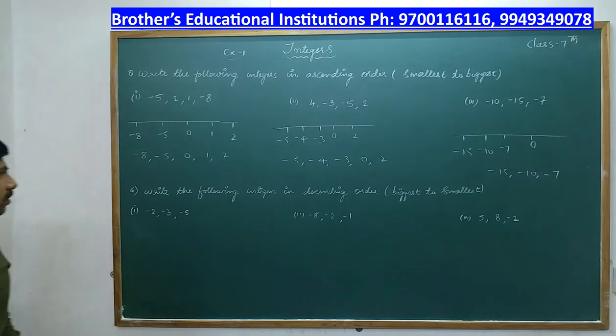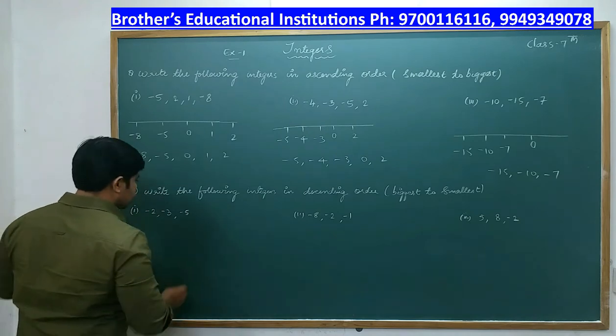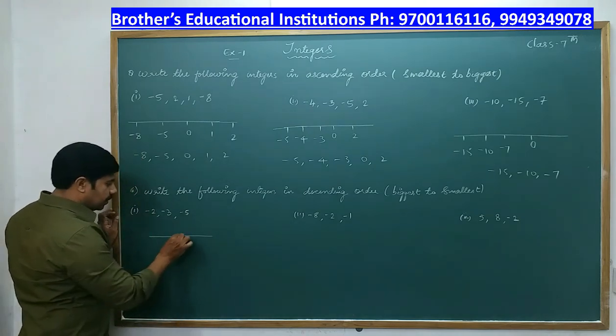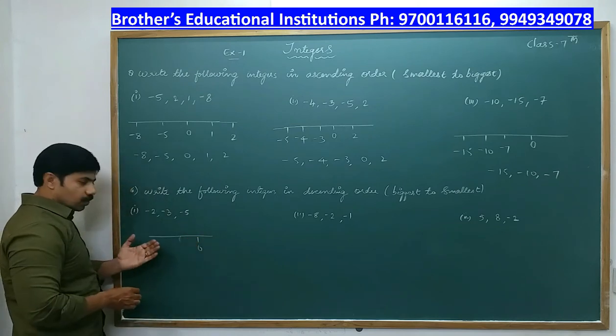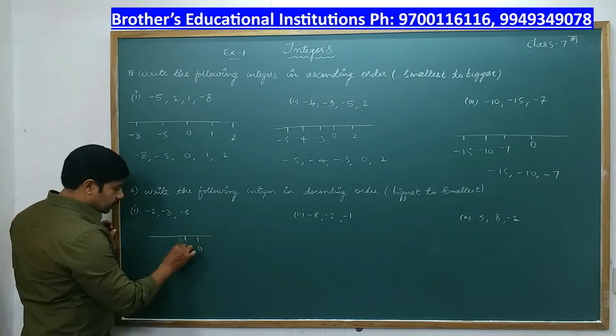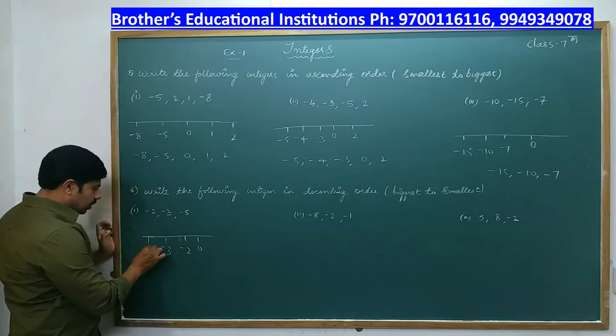Now next is descending order. Descending order means what? It is big to small. So here big to small. Suppose if we write on number line, if this is a 0, all the numbers are the negative numbers. So we should write on the left side. So minus 2 we get, minus 3, minus 4 and minus 5.